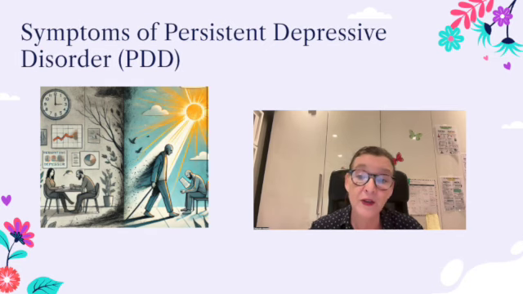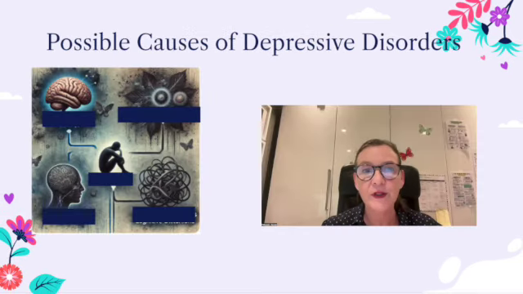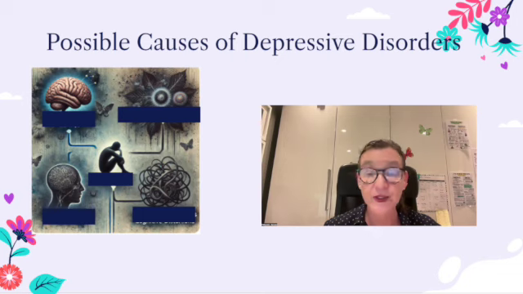So persistent depressive disorder is a chronic, low-level form of depression that affects mood, cognition, and physical health. Though the symptoms may be mild compared to MDD, the long-term effects can be just as impactful. So it's really important to seek support and treatment to help with overall well-being. Now let's explore the possible causes of depressive disorders. It's a condition that affects millions of people worldwide.